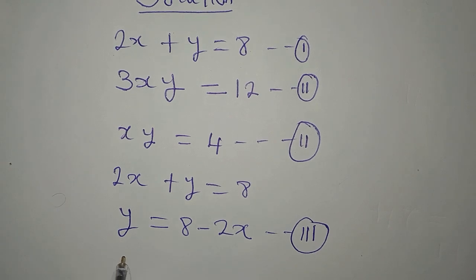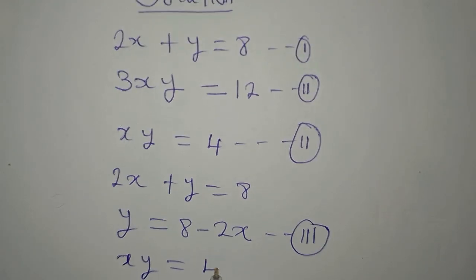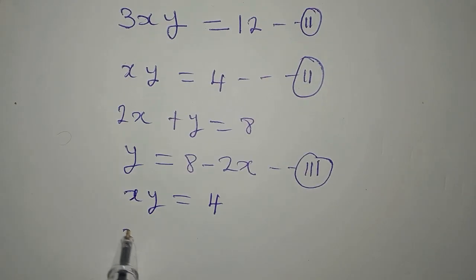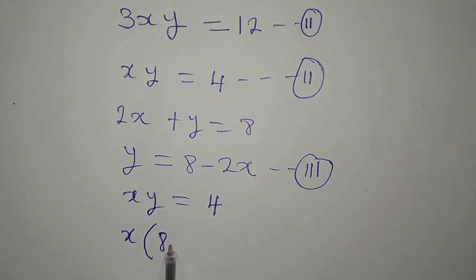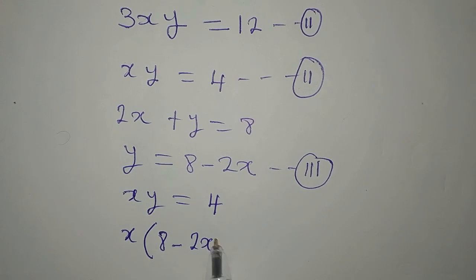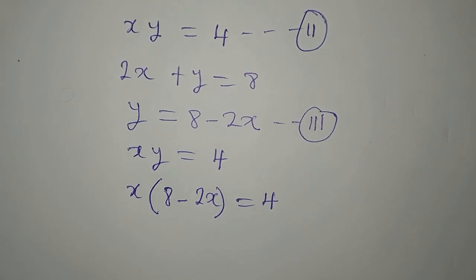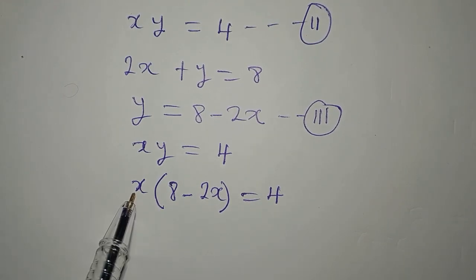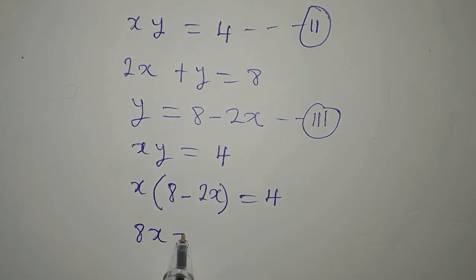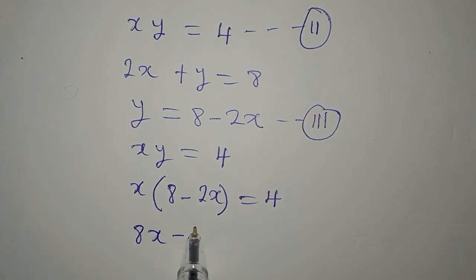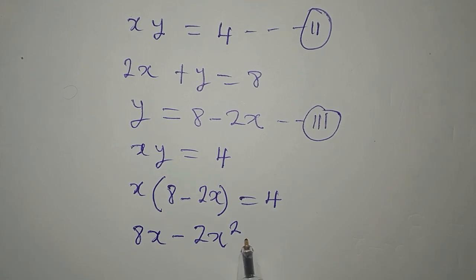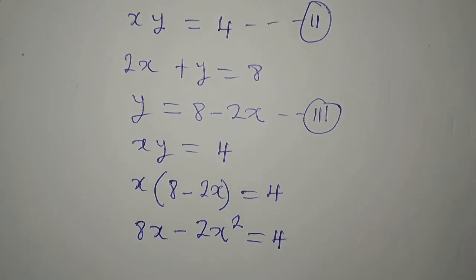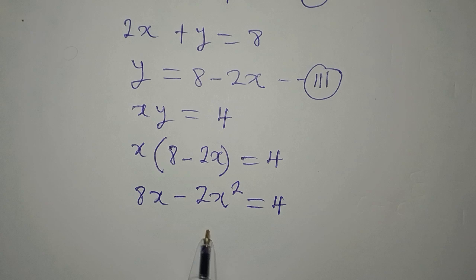So xy equals 4 becomes x times (8 minus 2x), right? Then this is equal to 4. So what we will do at this point is to open this bracket so that x times 8 is 8x, x times 2x will be 2x squared, and this is equal to 4. But then write this first so that the one with the highest power will appear first.